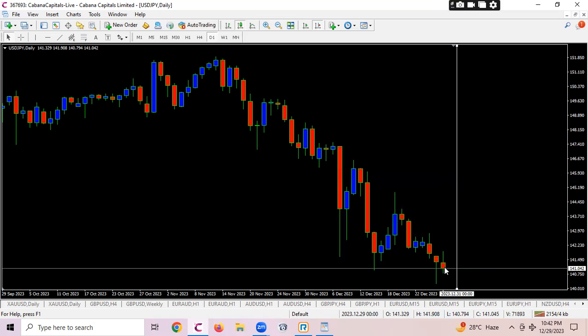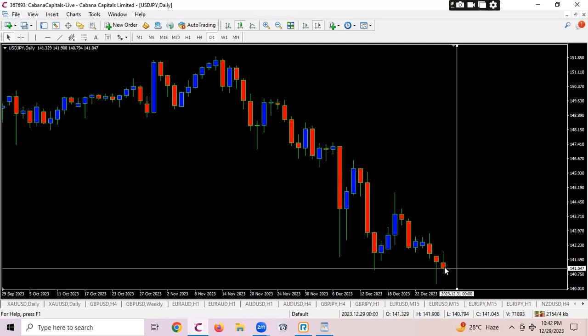But if what we are seeing on the chart is bearish candles, it would be wrong for us to buy. So we want to be sure that there are buyers in the market before we buy.